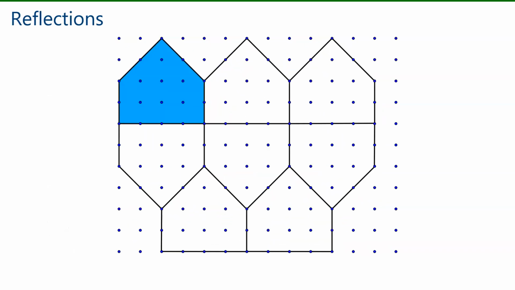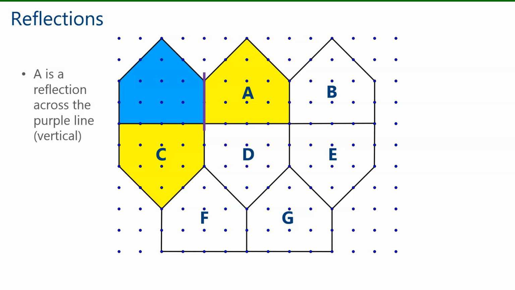In this diagram, we also have some reflections. In order to get shape A, we could reflect the blue shape across the purple line, which is a vertical line. In order to get shape C, we could reflect the shape across the red line, which is a horizontal line.